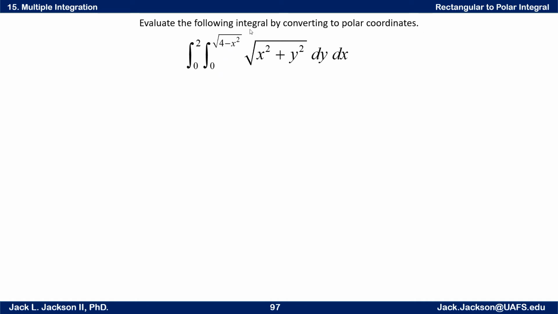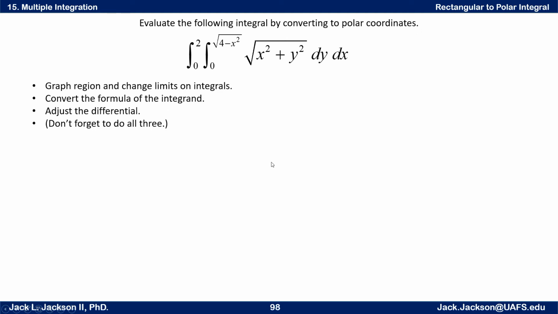But this one actually turns out to be very nice if we change it to polar coordinates. And one of the things that is a giveaway is the integrand is very nice. You should recognize that as just being r. And we need to see what that region is. So there are three things that we have to do. We have to graph the region and figure out what the appropriate limits here are for r's and thetas. We have to convert the formula of the integral. So we're going to be changing this formula.